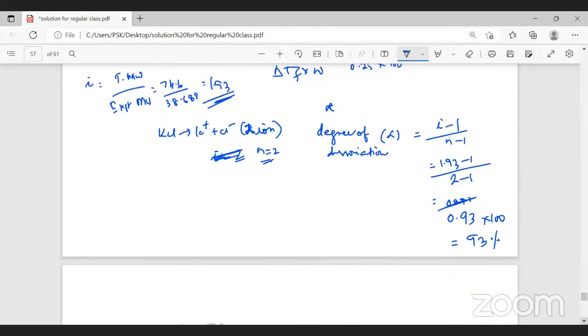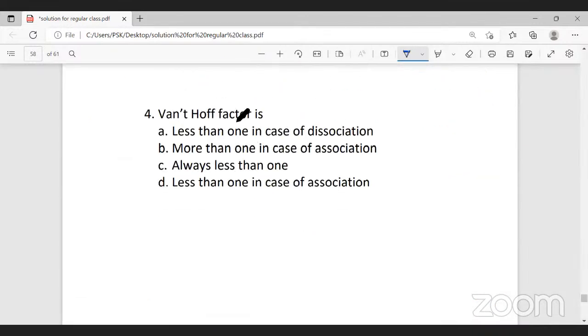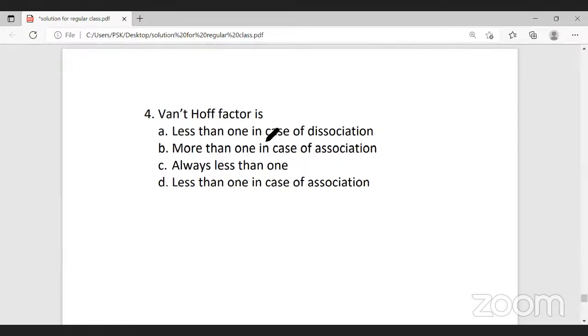The next few questions are very simple. Directly we will try to answer. Van 't Hoff factor is, this is a question. Van 't Hoff factor is less than 1 in case of dissociation, more than 1 in case of association, or always less than 1, or less than 1 in case of association.